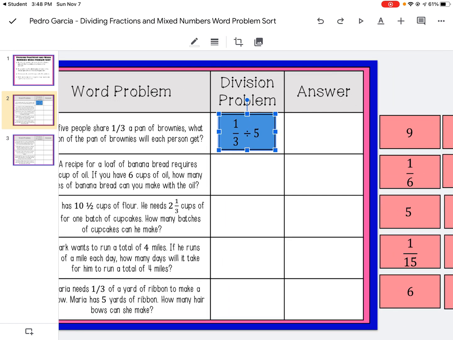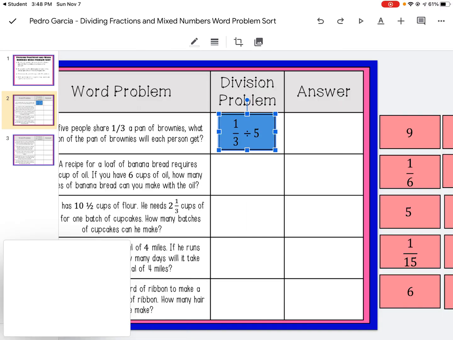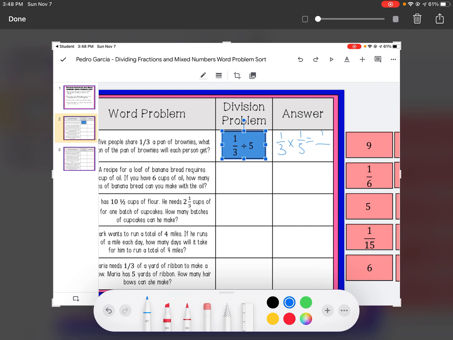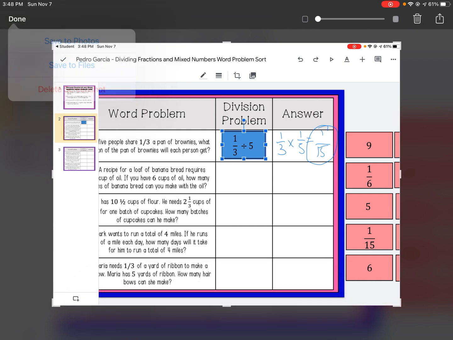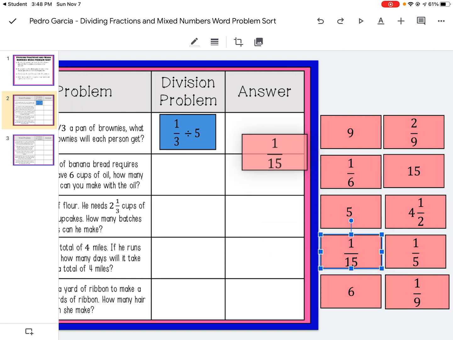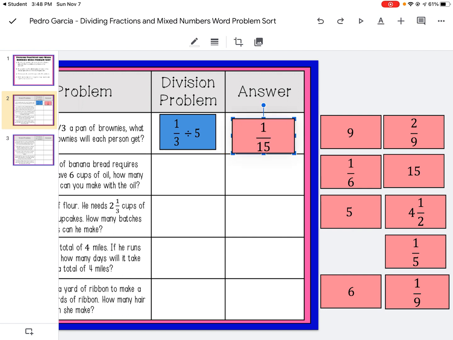Okay, now I'm going to solve it. So I'm going to do 1/3 divided by 5. Okay, so 1/3 times 1/5. 1 times 1 is 1. 3 times 5 is 15. So the answer should be 1/15. I'm going to go see if they have a pink tile that looks like that. And they do right here, which means 1/15 is my answer.